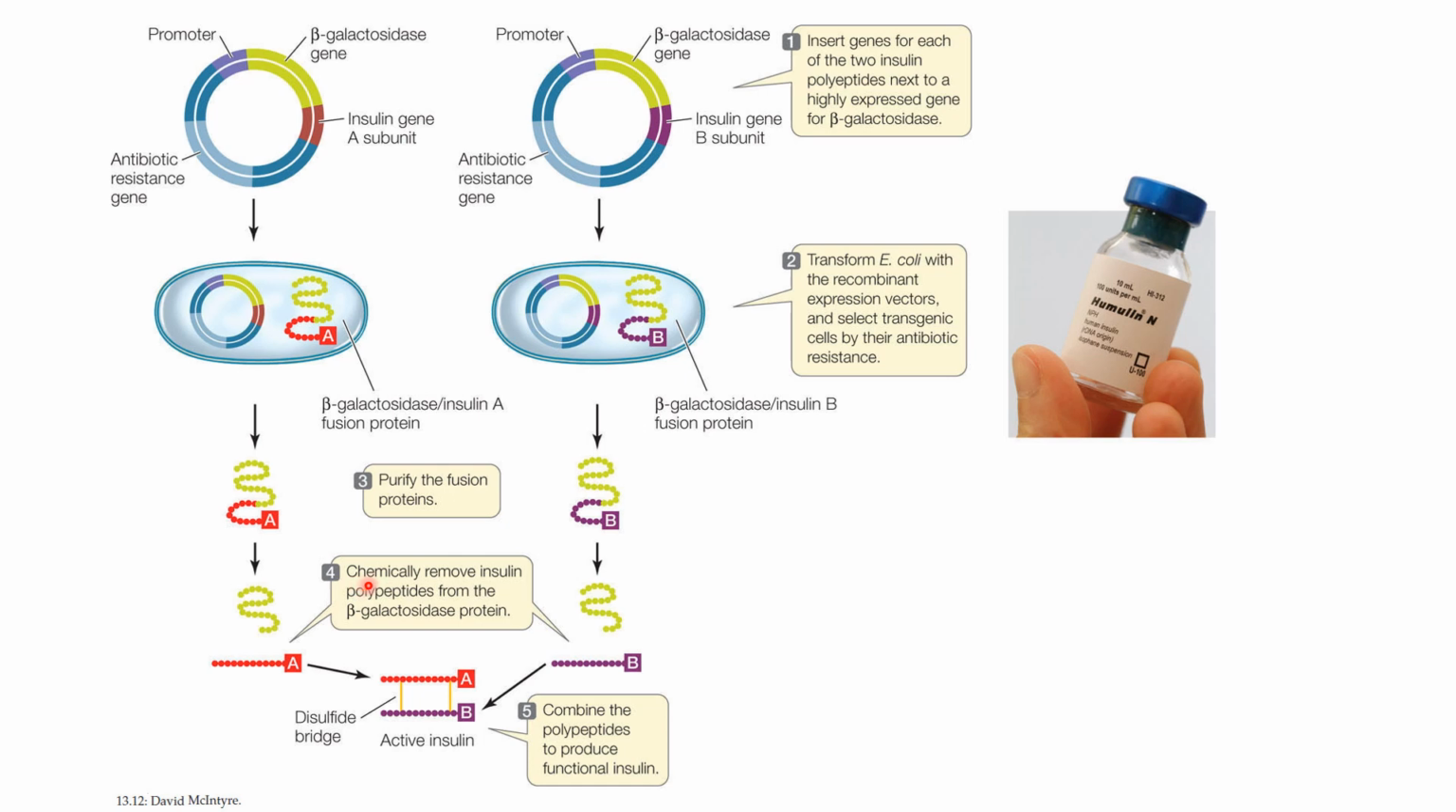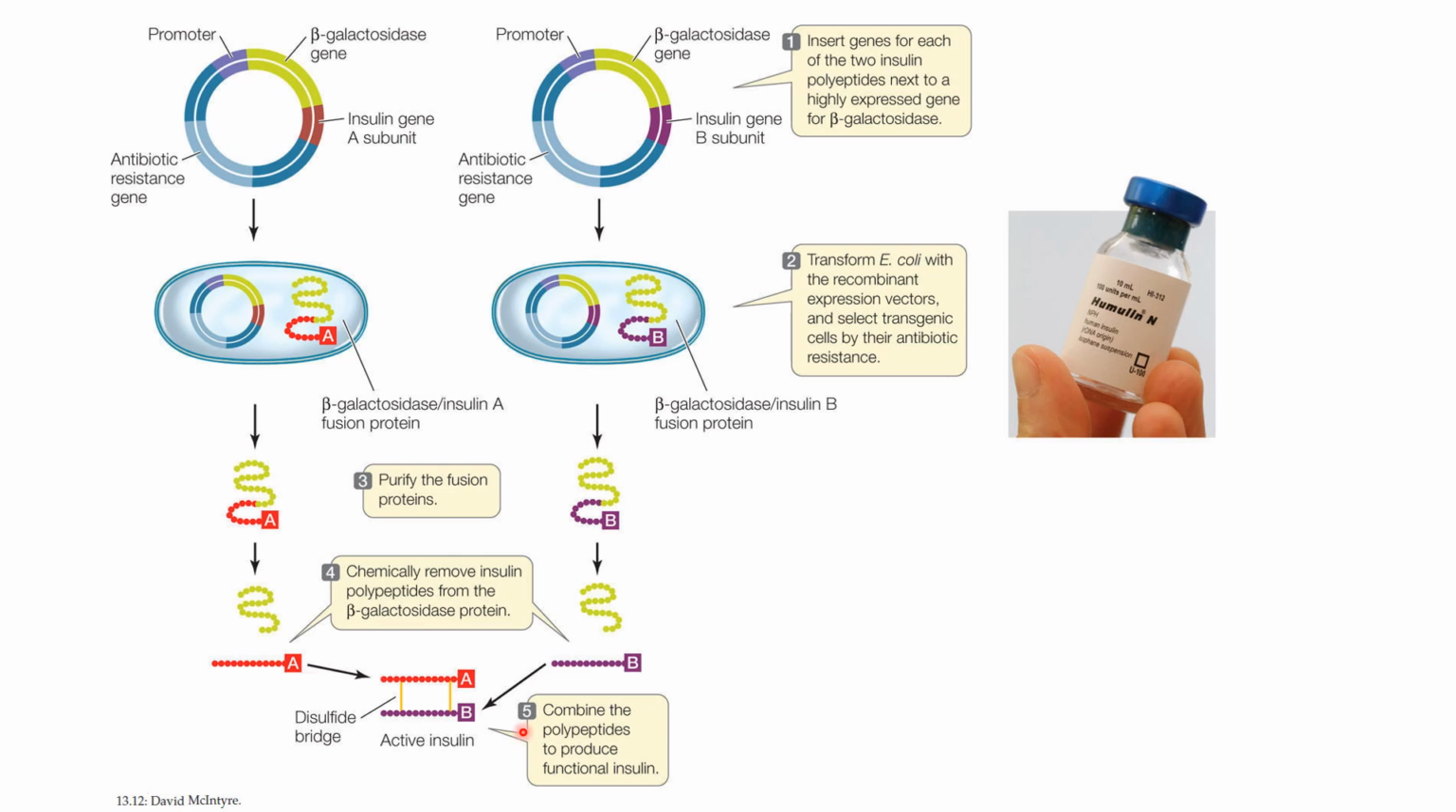And then in step number 4, chemically remove the insulin polypeptide from the beta-galactosidase protein. So you have the beta-galactosidase protein fused with the A chain, and beta-galactosidase protein fused with the B chain. We need to separate them so that we can only work with our A and our B chain. Earlier we had discussed how this happens. So there's chemical removal of the insulin polypeptide from the beta-galactosidase proteins. You cleave or remove these beta-galactosidase proteins, which are in green, and then you remain with your A chain.